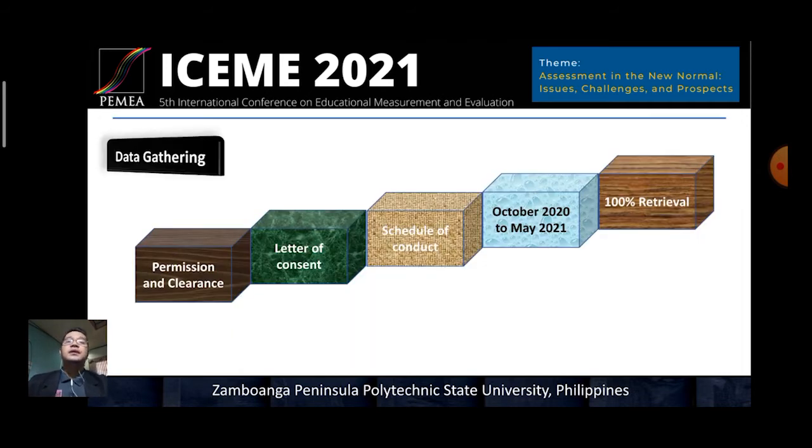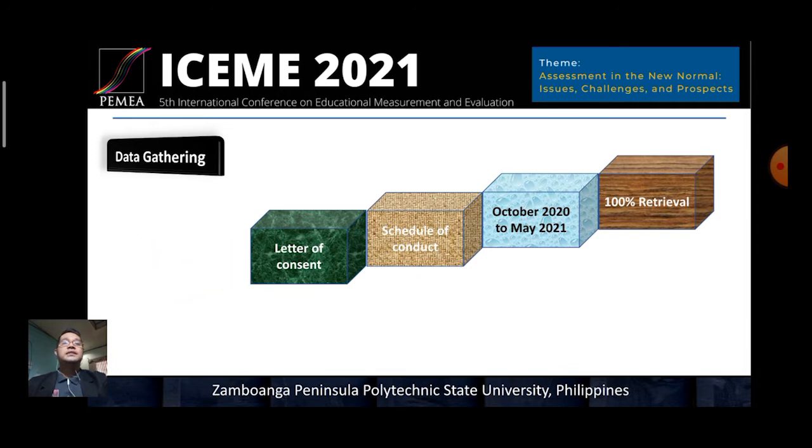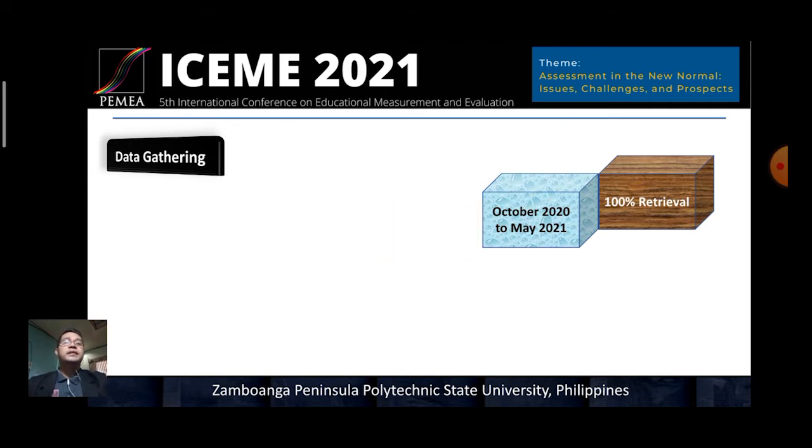The researcher was very particular in terms of following the guidelines in gathering data. So we asked permission and clearance from authorities. We asked consent from our respondents. And then we scheduled the conduct of research through answering them in Google Forms. We had this study since October 2020 and finished in May 2021, and we had 100% retrieval of these responses.